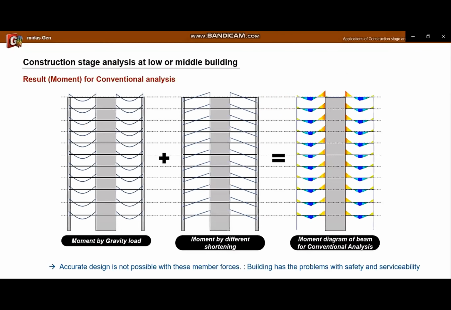After all, the member force of the conventional analysis includes a large additional member force due to the relative deformation of the column and core wall as follows. Therefore, when designing with this analysis result, there will be problems with the safety and usability of the structure.